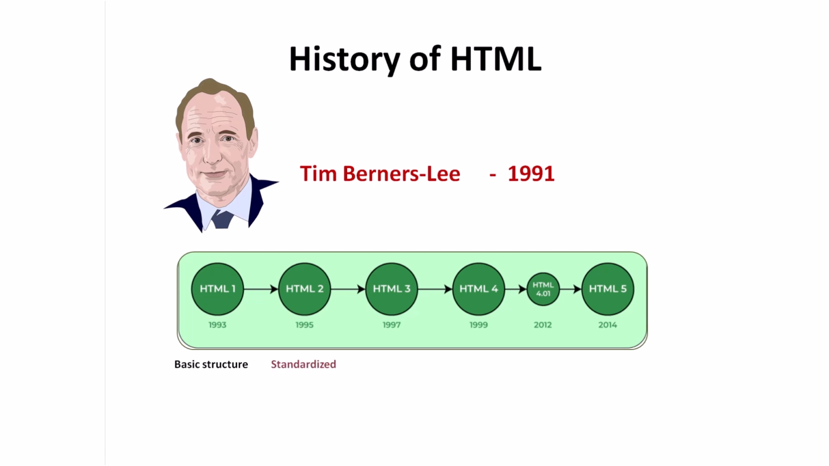The second version was developed in 1995 to standardize the language. The third version, HTML3, was developed in 1997. It introduced new elements like tables, applets, and styles. The fourth version was developed in 1999. It is refined. Then an advanced version of HTML4, that is HTML 4.01.